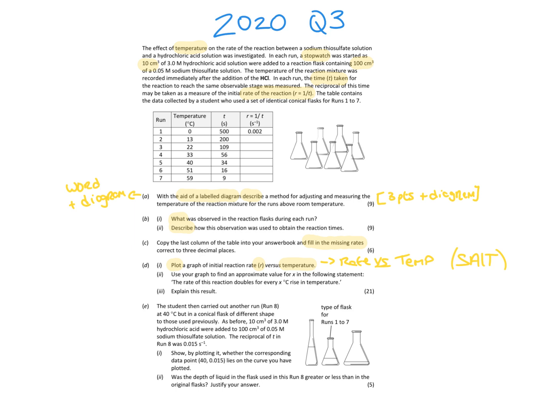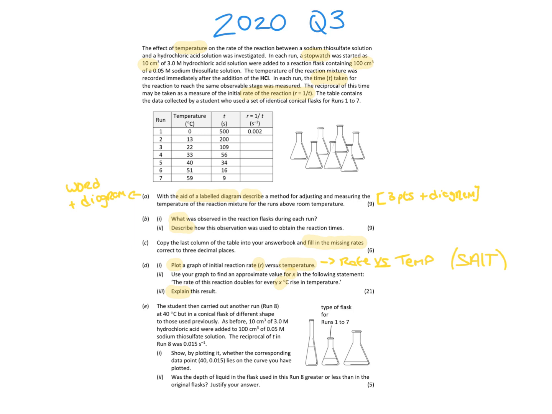X in the following statement. The rate of this reaction doubles for every X degrees rise in temperature. So you'll use your graph and you'll have a look and you'll see where we can spot at what interval the rate of reaction is doubling. And then you will be asked to explain your result. So there's a lot of work there. You have to plot the graph, you have to use the graph to figure out something, and then you have to explain how you used the graph to figure that out.